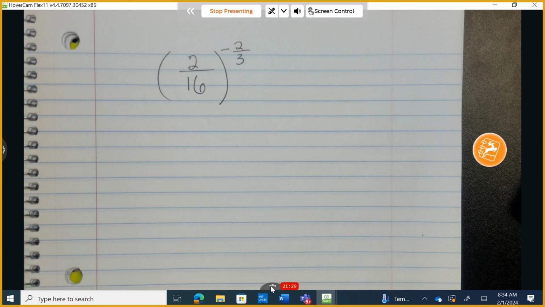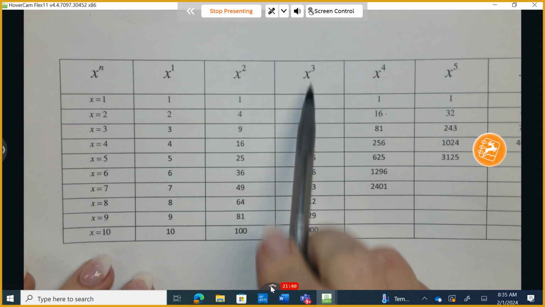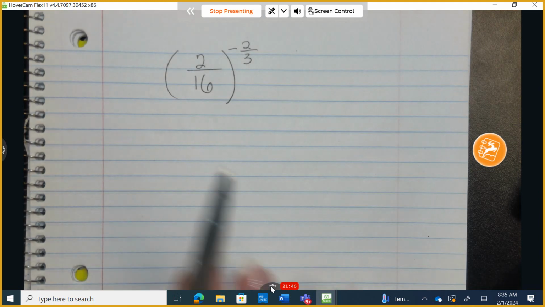So I need to take the negative 2/3 and I need to apply it to the 2 and to the 16. But before I do that, I'm already thinking ahead. So I'm thinking, okay, third column, right? Third column. I'm like, oh, no, I'm in trouble. In the third column, there is no 2. In the third column, there is no 16. But can 2 and 16 be reduced?